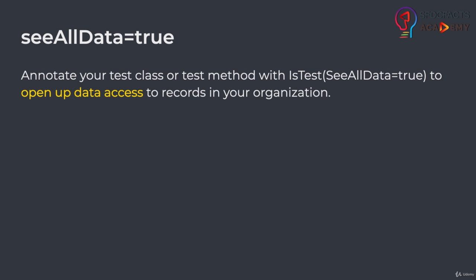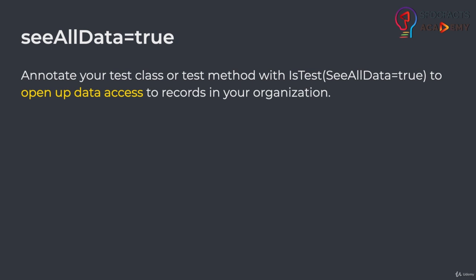The reason is you have this data difference between your sandboxes and the production org. For example, if you run this test class with seeAllData equals true in your developer org, it may behave differently than your production org, because your production org has more data, whereas your developer org or your sandboxes don't have that data. So the consistency will not be there. So it's always recommended that you create your test data by yourself and you always keep this seeAllData equals false.